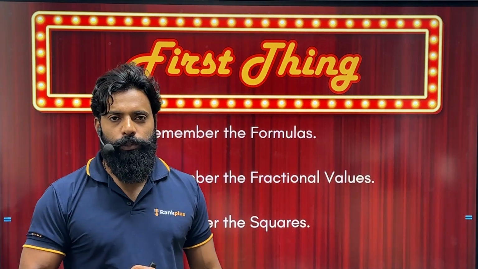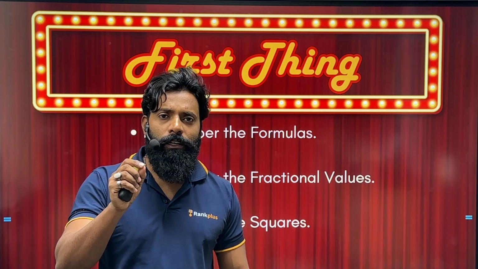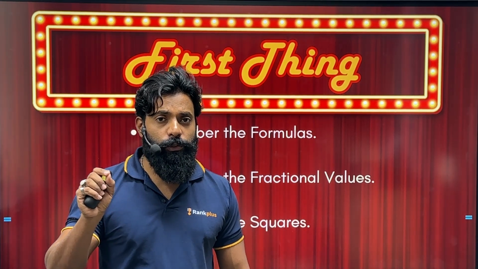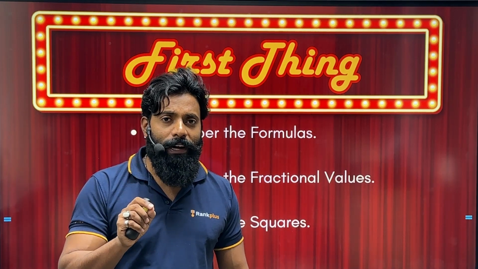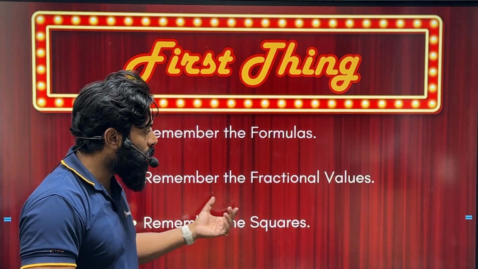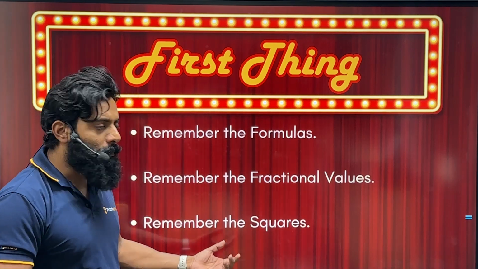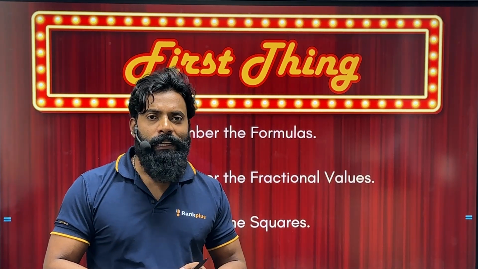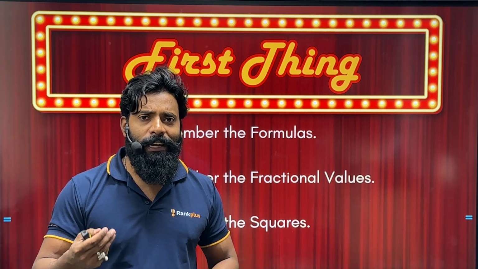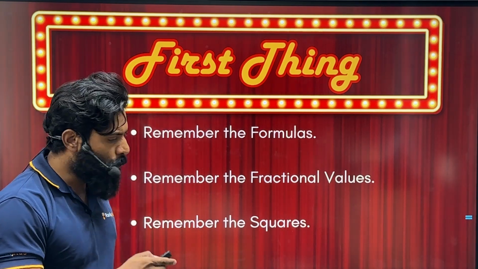the fractional values. If I am telling you the fractional values, it means that you must know that 1 divided by 2 is equal to 0.5, 1 divided by 3 is equal to 0.33, 1 divided by 5 is equal to 0.2. So this is how you have to remember all the fractional values till 1 divided by 20 at least. You must remember all the squares and the square roots. These will help you to solve the common calculations, and you'll be saving a lot of time. Let's move to the next point.